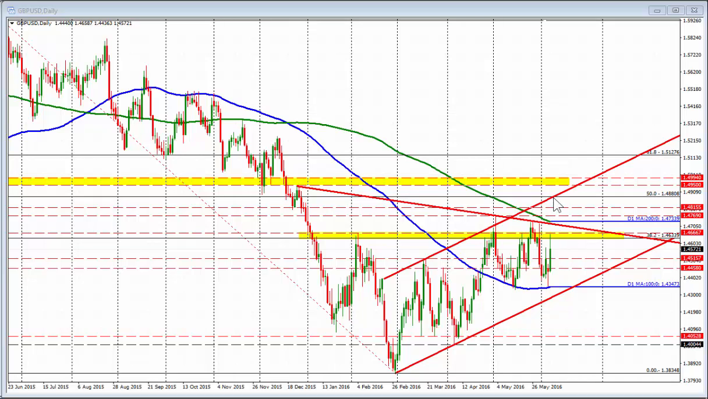On the top side, we have the top side trend line, the 50% retracement of this move to the downside. Those things come into play. On the downside, we have the bottom side trend line, and then we start to look toward our low areas that we had through January, February, March, stuff like that. So that's the daily chart. That's the broad picture of the sterling versus US dollar.